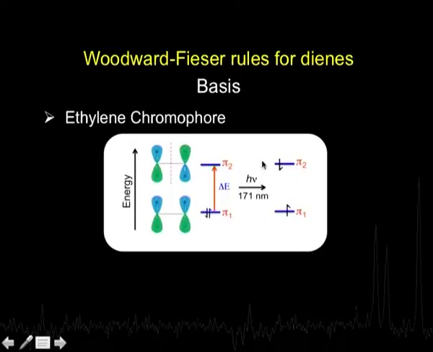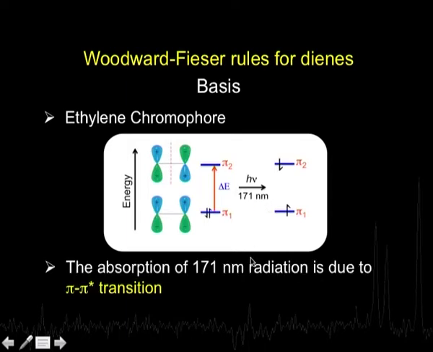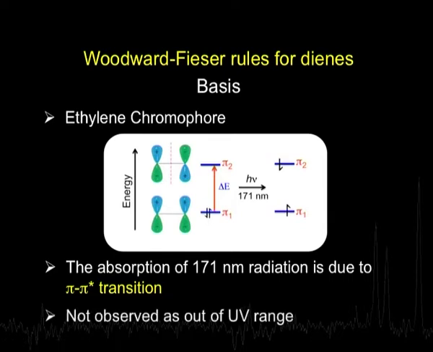Now, let us move on to the dienes per se. The simplest way to talk about dienes is to start with the ethylene chromophore, the basic chromophore. For ethylene there are two molecular orbitals, pi 1 and pi 2, and the transition between them, as I mentioned earlier, is observed at about 171 nanometer. This is a typical pi to pi star transition, but since it is observed at 171 nanometer, typically we do not observe it because it is in a range beyond what is typically measured for UV visible spectrum.